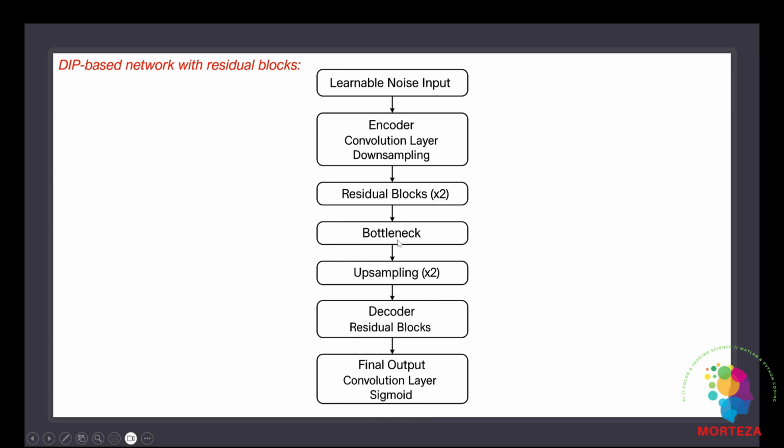But before we go to Google Colab, let's talk about the bottleneck a little bit. After encoding, the feature maps are passed through a bottleneck layer, which further processes and compresses the feature maps. This bottleneck layer is followed by another residual block to refine the learned features. And then we have upsampling, and then decoding, and then the output layer. Okay, let's go to the Google Colab.